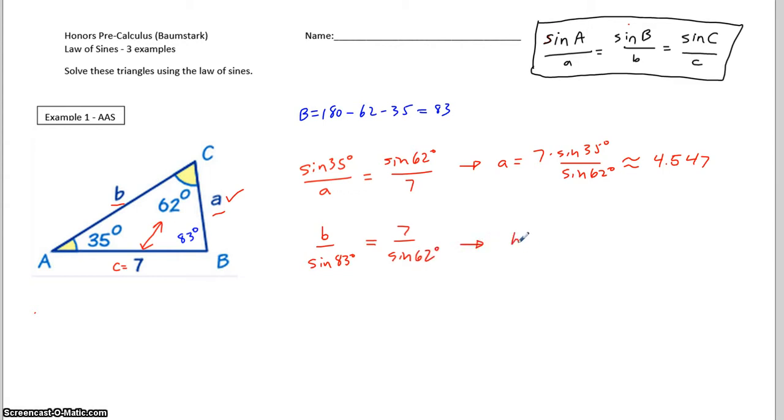Here we can solve that for B similarly, and it's going to be 7 times sine of 83 degrees over sine of 62 degrees. You punch that in your calculator, and you get something close to 7.869. So now we've completely solved that triangle using the law of sines. We have A, B, and then we found that missing angle.